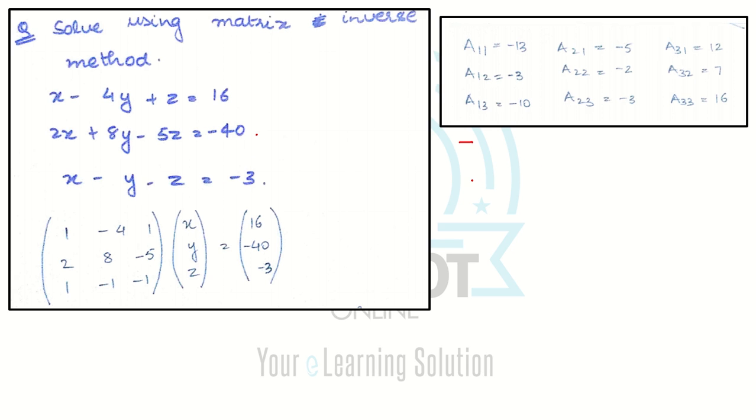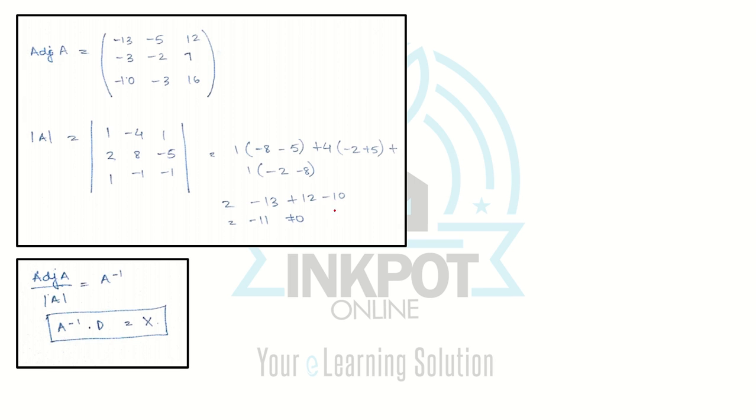Now you can write out the adjoint matrix using this, and recall that A inverse is actually adjoint A upon determinant of A. Okay, which is exactly what you would have here. So you have A inverse, and now A inverse into D has to be equal to X, because recall that A into X is equal to D, which implies that X is equal to A inverse into D. So as I was saying, you will have X is equal to A inverse times D.